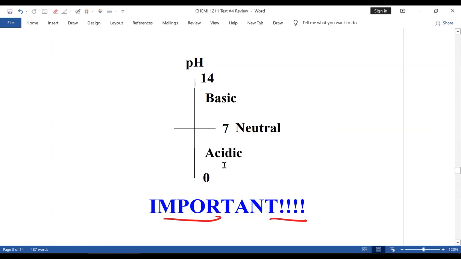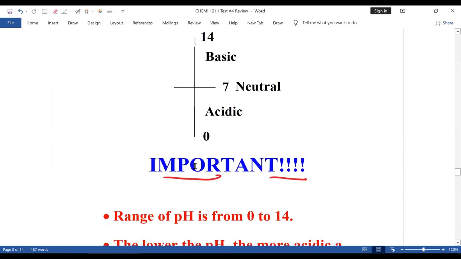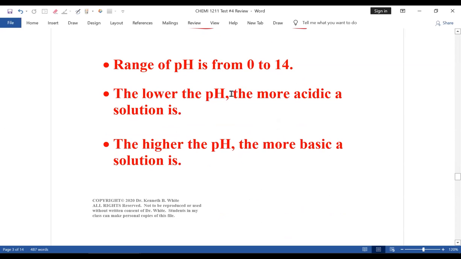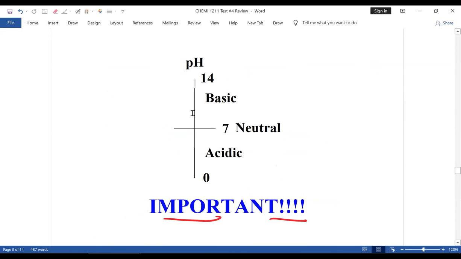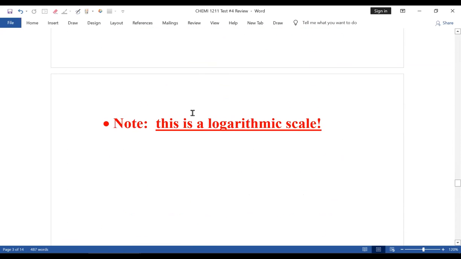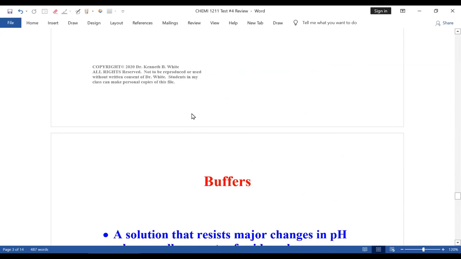And at pH below 7, you have an acidic solution. This I will not give to you. You have to know this. Of all the things I teach you this whole semester, this is probably the most important and useful. Remember, pH goes from 0 to 14. The lower the pH, the more acidic it is. The higher the pH, the more basic it is. It's a logarithmic scale.